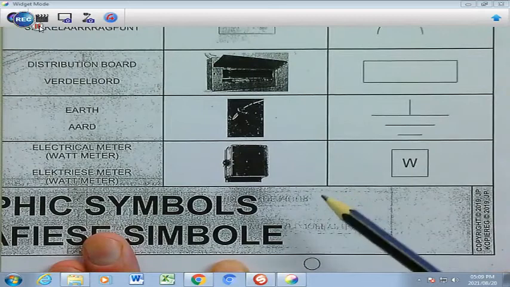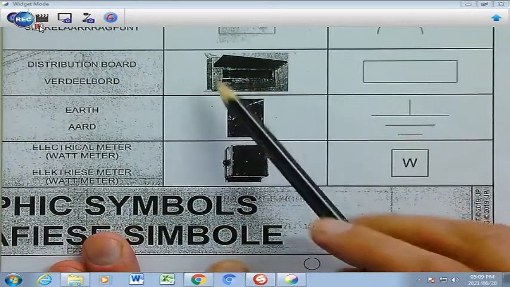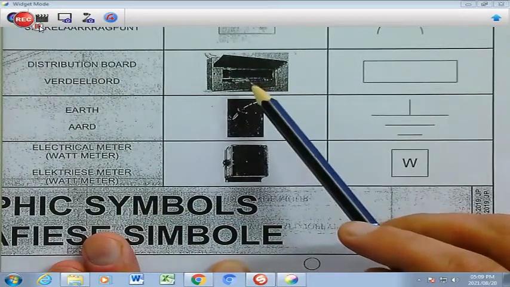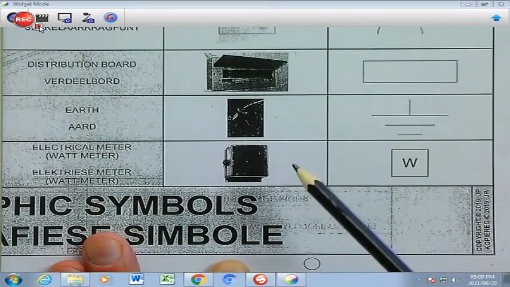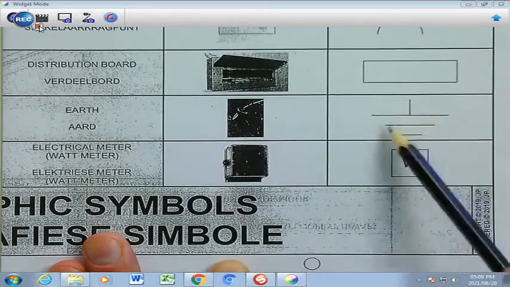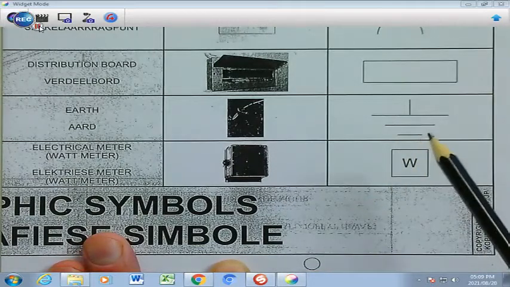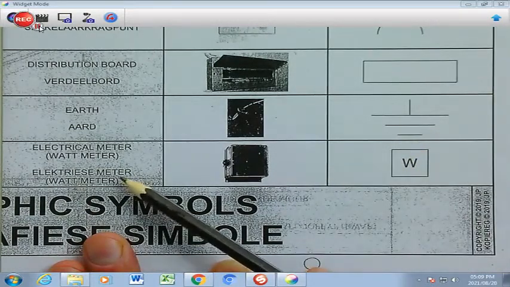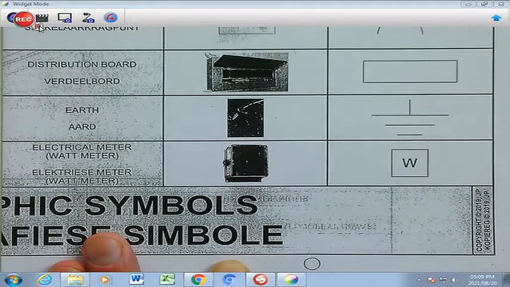And we look at our few last electrical components, which would be your distribution board, and that is what we normally call the main switchboard, with all the various circuit breakers in there, and that is just indicated with a rectangular box somewhere in your house. And then we have our earth, which is indicated like that, a T upside down with shorter lines at the bottom. And then finally we'll have an electrical meter, which we have had a discussion about already previously, with a W inside a square box.